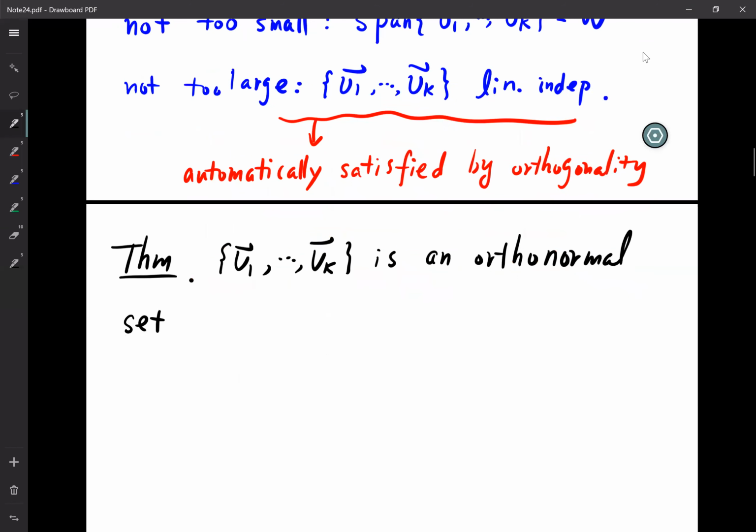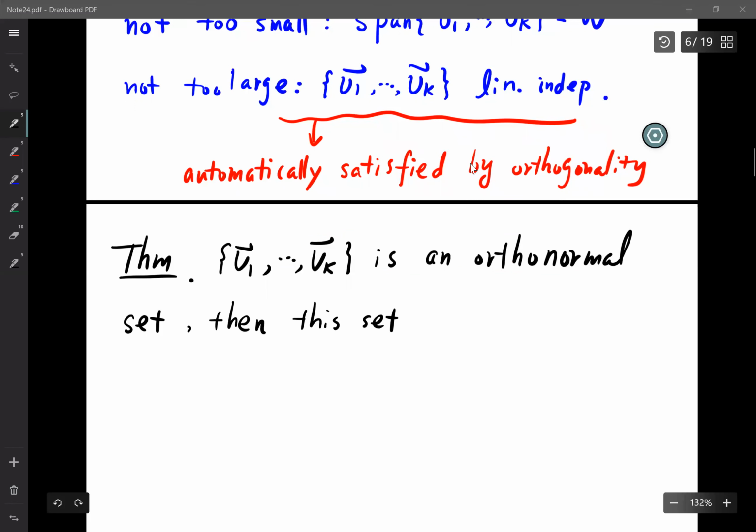Given an orthonormal set, this set must be linearly independent. If you really have a question, could you speak up? It's not that convenient for me to look at the chat. Any question?